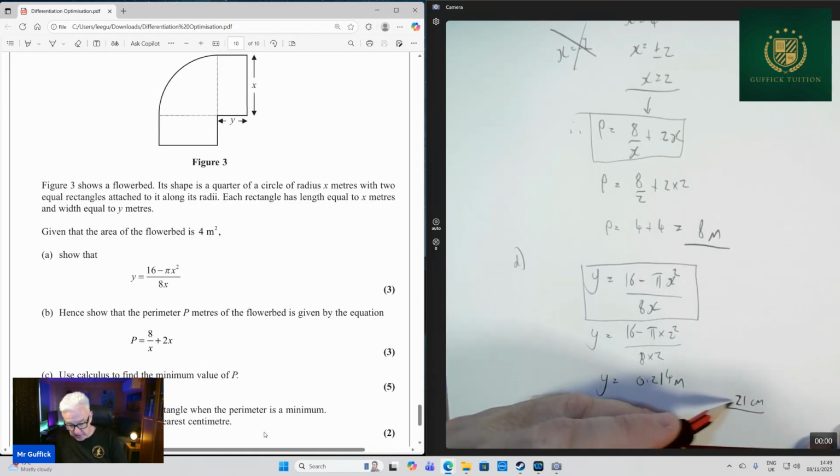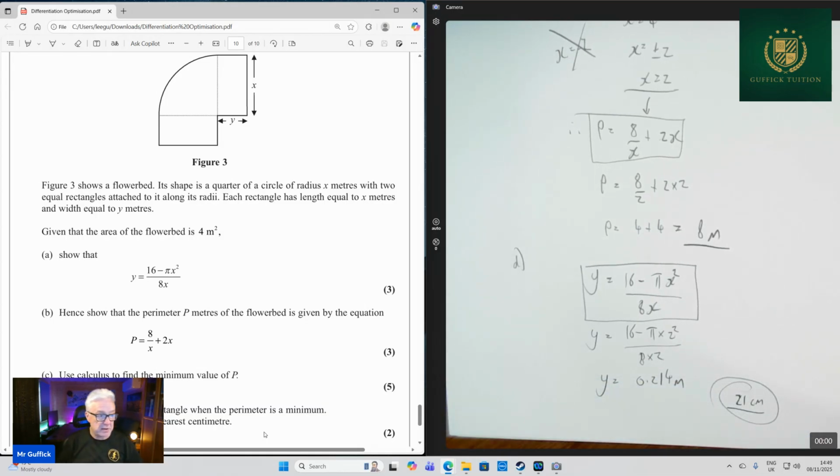And in centimeters, it says give your answer to the nearest centimeter. And to the nearest centimeter, that's going to be 21 centimeters. Okay, I hope everyone's happy with that question. If everyone's got any questions on that differentiation optimization, let me know.